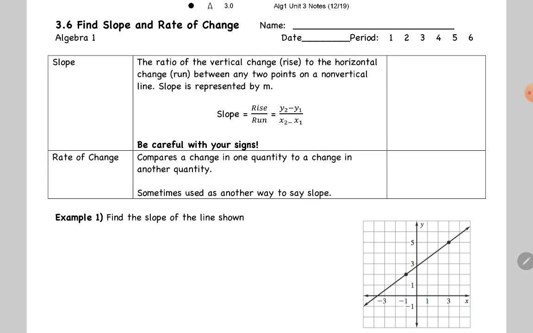So the slope is the ratio of the vertical change, rise, to the horizontal change, run, between any 2 points on a non-vertical line. So it is the same slope that you ski down.